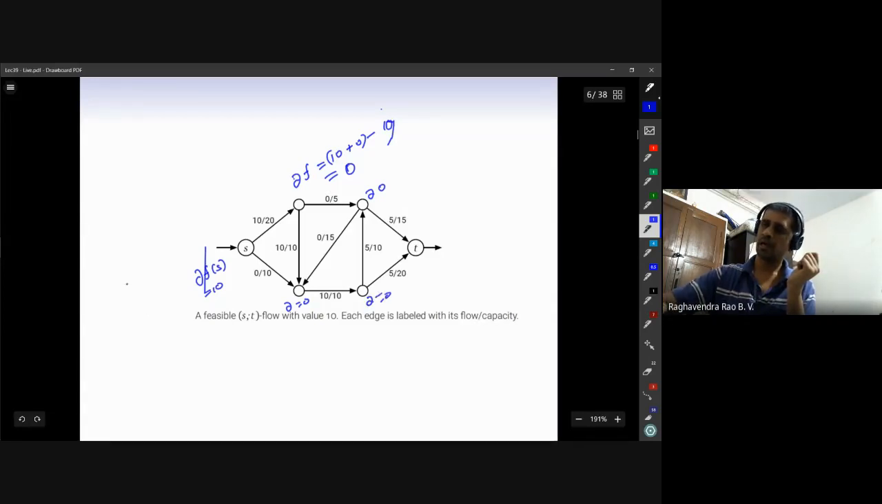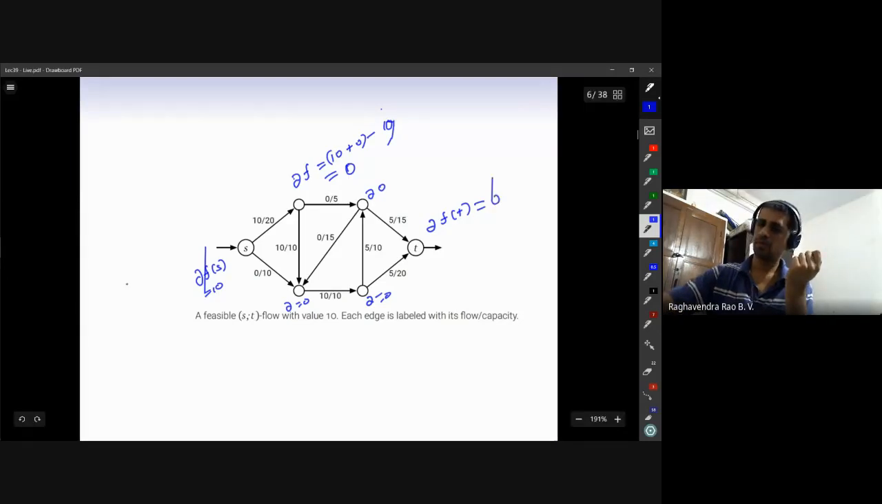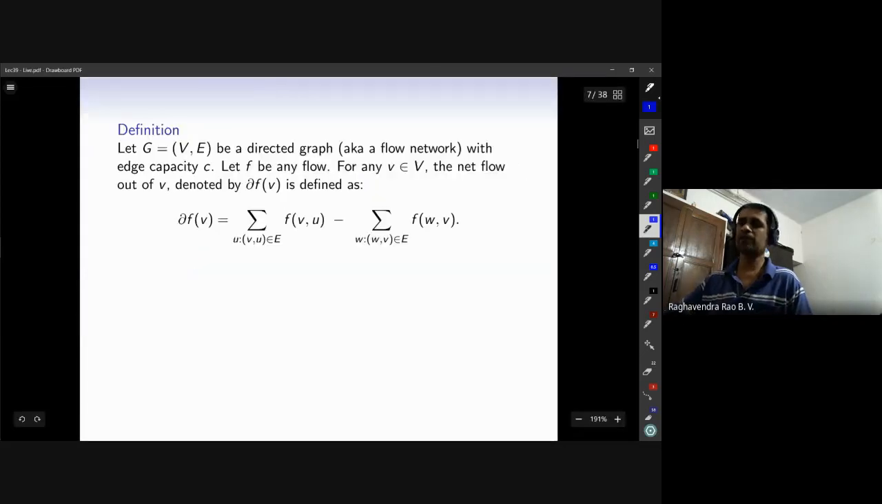And here it is net incoming. So del Ft will be what? Outgoing is 0, 0 minus 5 plus 5. So it is minus 10. It has net incoming flow. So if the del value is negative, that means it's a net incoming vertex, or inflow vertex.